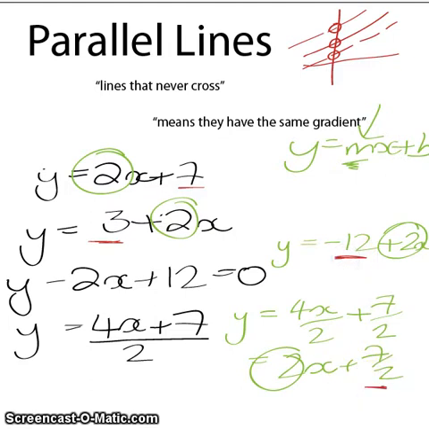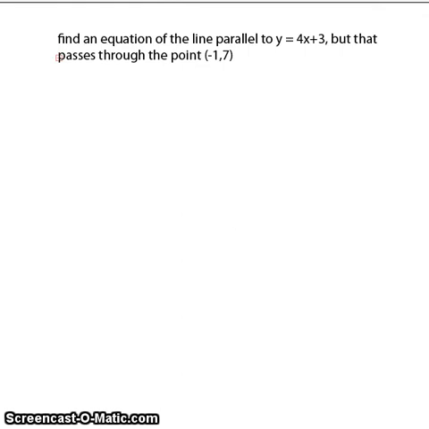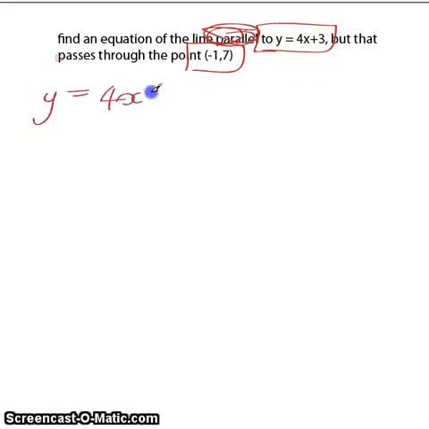So let's have a quick example about what sort of questions you might get asked about parallel lines. This question is asking us to find an equation of the line parallel to y equals 4x plus 3, but we want it passing through this point, so keywords are parallel to this equation and through the point minus 1, 7. Parallel to this equation means we need the gradient to be the same.